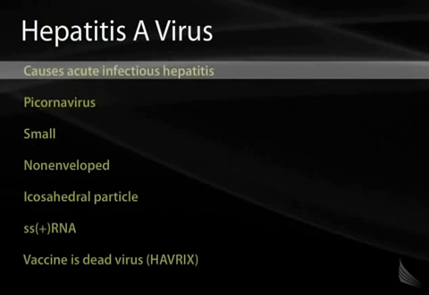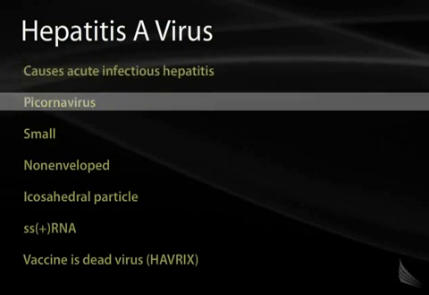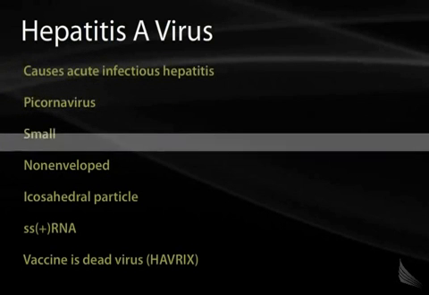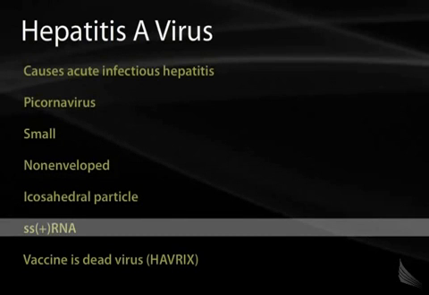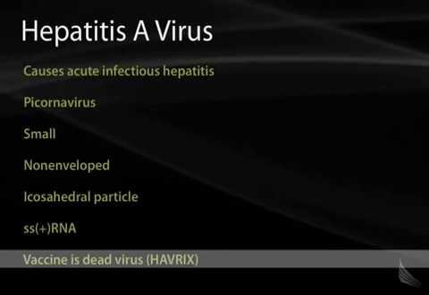Hepatitis A virus causes acute infectious hepatitis. It's caused by a picornavirus, which is a small, non-enveloped, icosahedral particle of single-stranded positive-sense RNA. The vaccine is a dead virus. Havrix is the name of the vaccine.